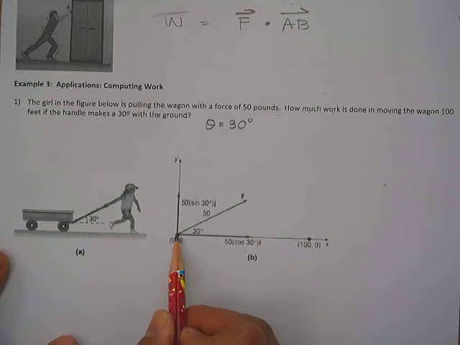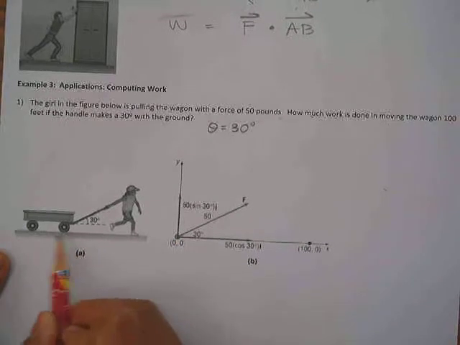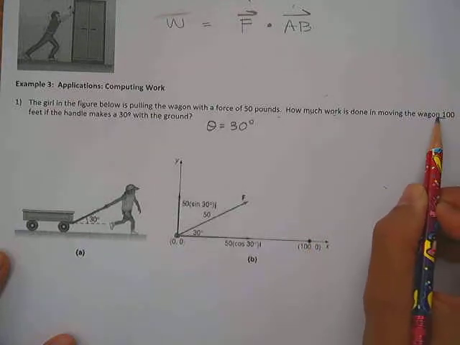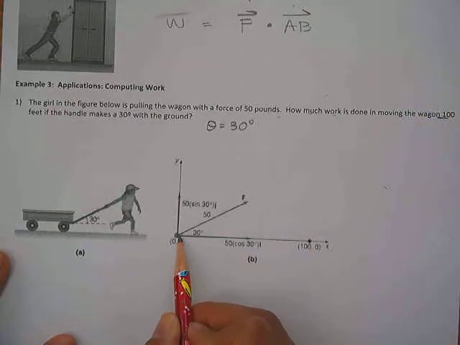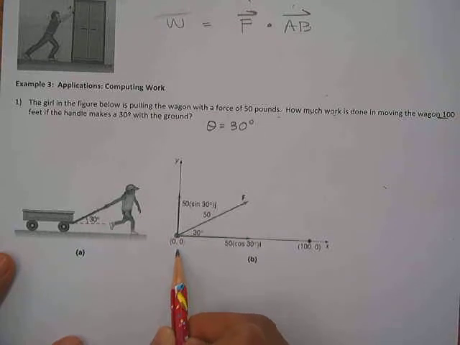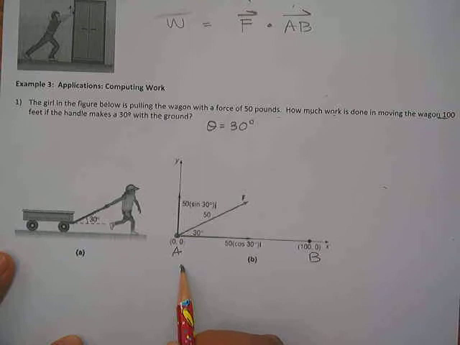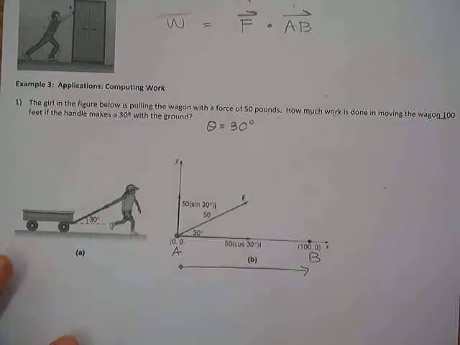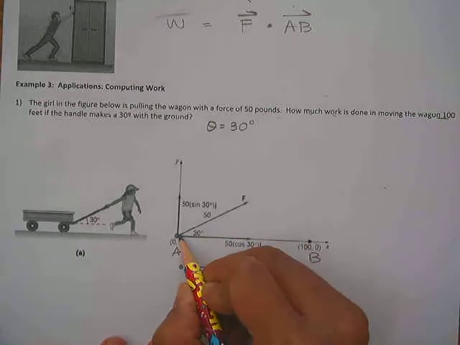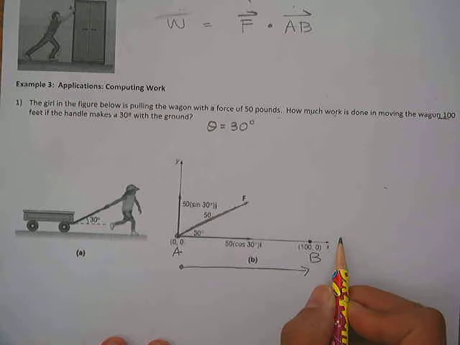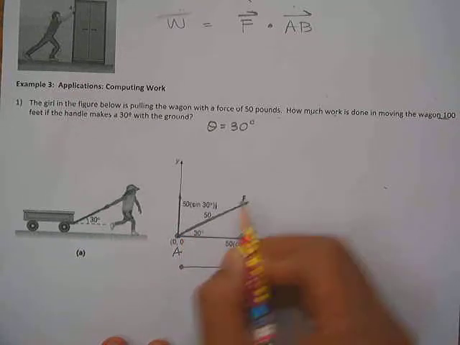We want to move from a point, let's start here. We're going to start at 0, 0. This is where we are starting, and we want to move it 100 feet later. Let's call this A and let's call this B. So this right here is your distance A to B. Now, this force is forming a 30 degree angle with the ground. So this is your force.